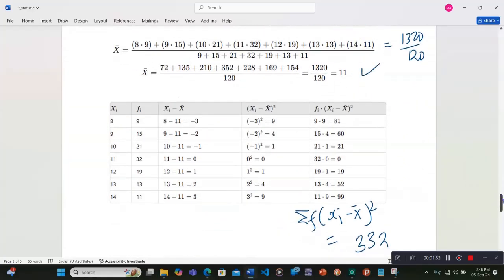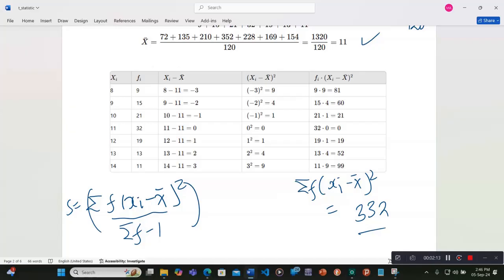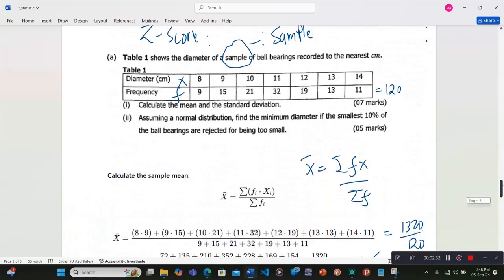To get the standard deviation, we know it will be the sum of f times the individual data points minus the mean, squared, then divided by the sum of frequency minus 1, everything to the power of a half because it is under the root. And here we are talking about the sample standard deviation, not the population standard deviation, because we are told that this is a sample.